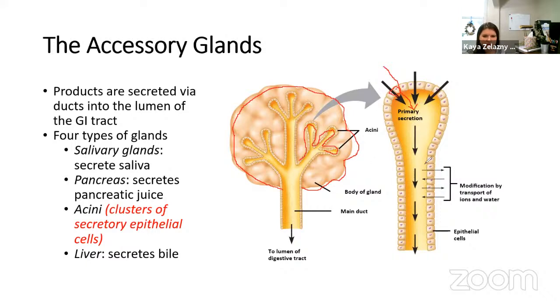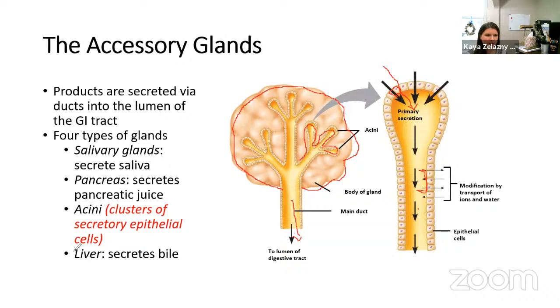They're going to then travel through ducts where they get modified by transport of various ions and transport of water, and then they're going to be funneling into some sort of main duct. The name of the main duct differs depending on whether you're talking about a salivary gland or the pancreas, but then they are going to eventually get secreted into the lumen of the digestive tract, either at the mouth or in the duodenum.